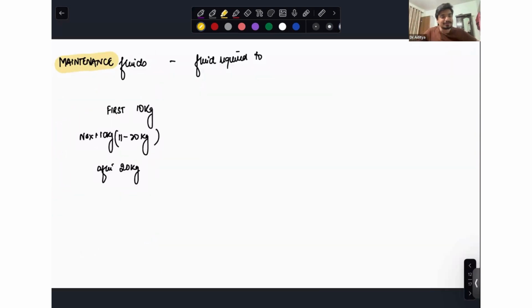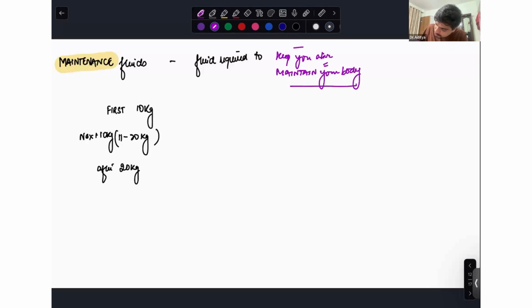On a daily basis, you should drink 2 liters. That is a maintenance fluid. It is a fluid required to keep you alive, to maintain your body.